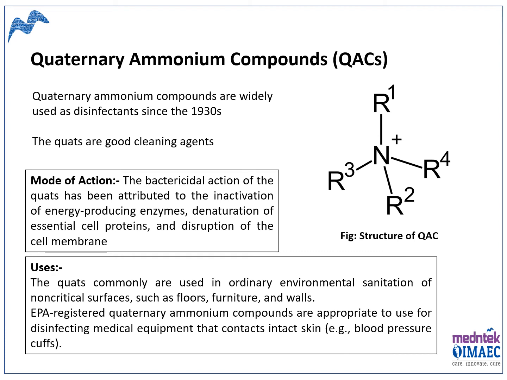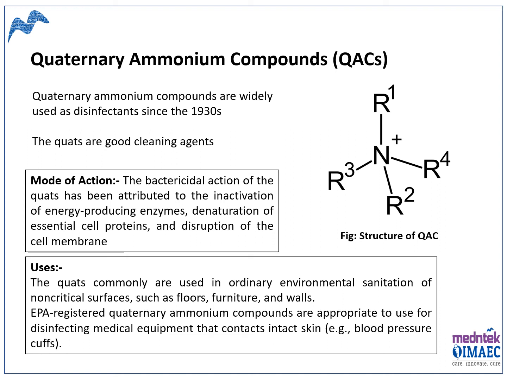So now going to the quaternary ammonium compounds. Quaternary ammonium compounds have been widely used as disinfectants since the 1930s. If you look at their structure, quaternary means four R groups, functional groups, starting with the side chain. The quats are very good cleansing agents. That's why any household disinfectant containing a quaternary ammonium compound will act as a good disinfectant along with a good cleaning agent.